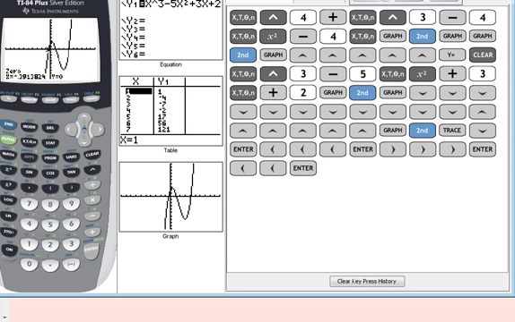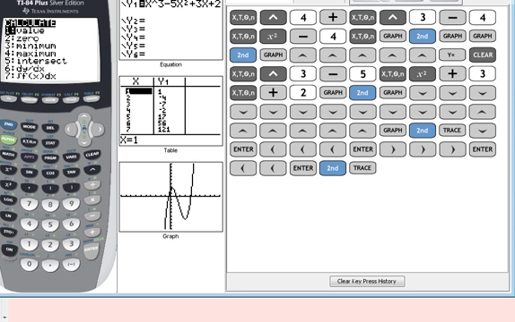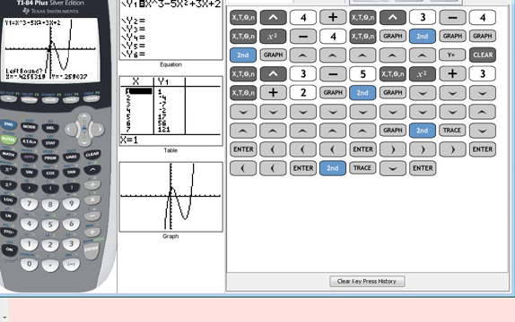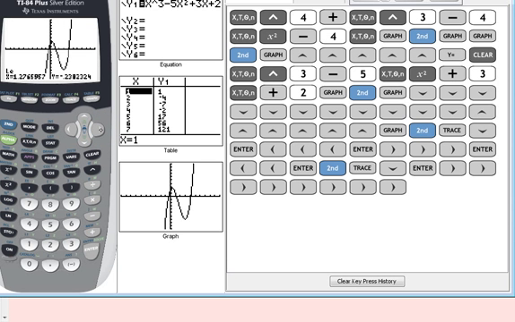Once again, you go to the calculate button. So second trace, which is calculate. Go down to number 2, we're calculating a zero. Now we want to put our cursor so that it's left bound of our zero, on the left side of it. Our zero is approximately right there. We want to get to the left of it. So right about there is a good spot to put your cursor, and now you're going to press enter.